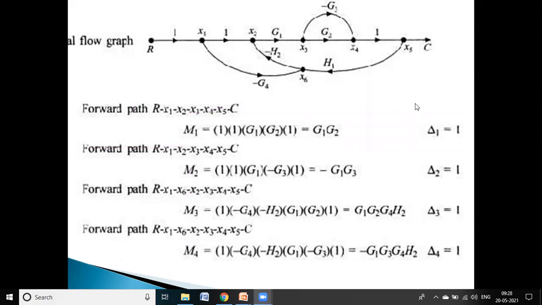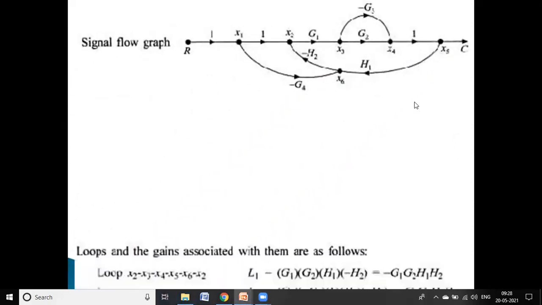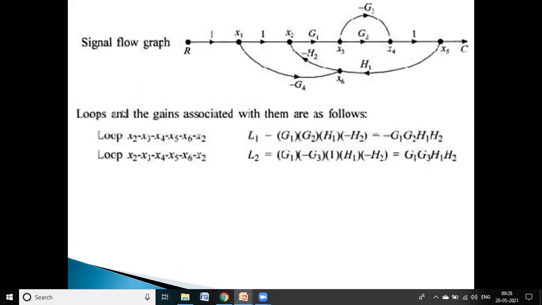Okay, next step is identification of loops. That is individual loops. There are only two loops. See, this is not a loop. The starting point and ending point should be the same, and no node is traversed more than once. So it is not possible.